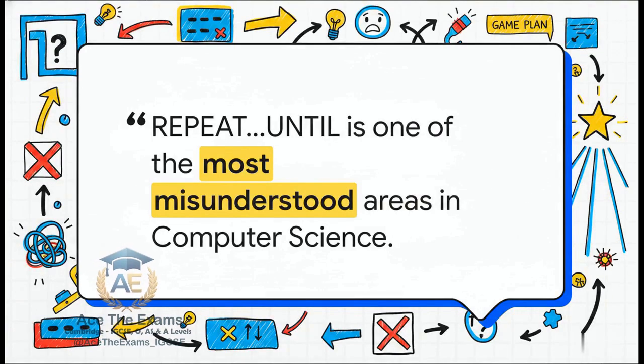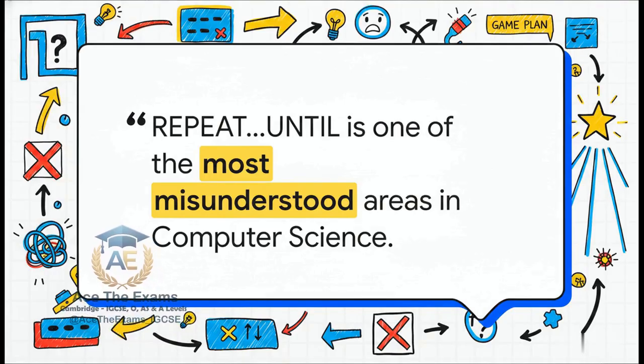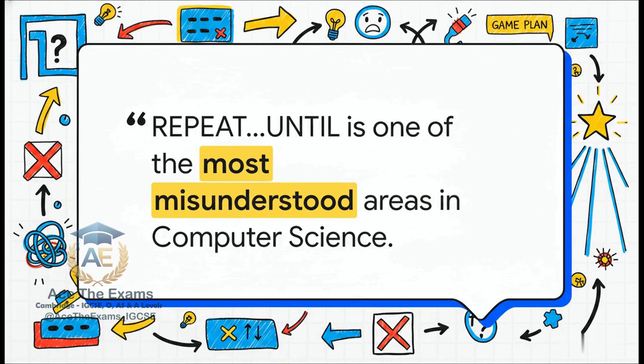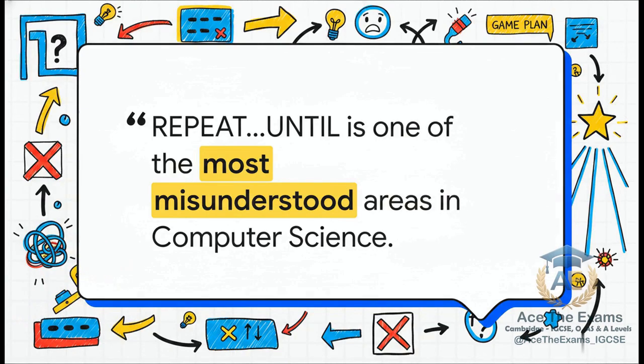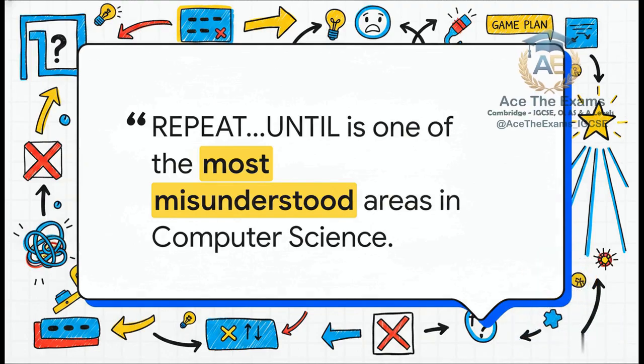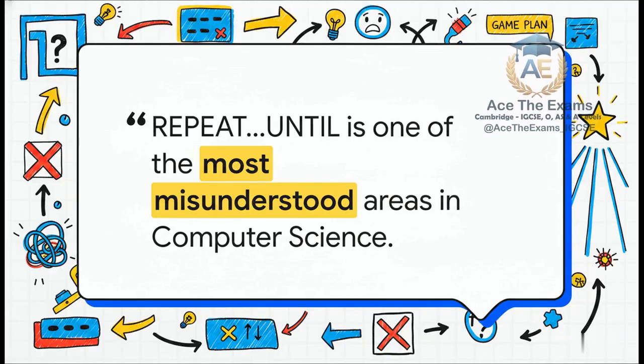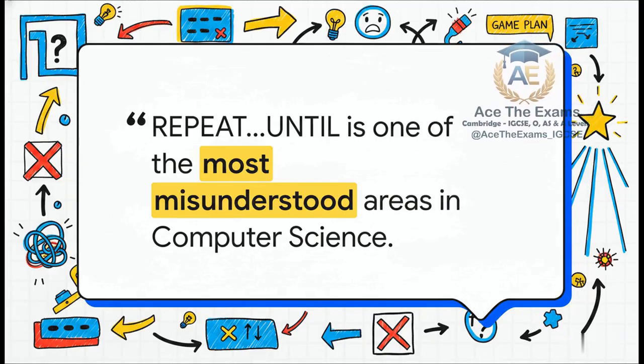Now, this isn't just some anecdotal observation we've made up. This is a direct word-for-word quote straight from the Cambridge Principal Examiner reports. They are explicitly telling us that candidates across the board, literally thousands of students every single year, are dropping the ball on repeat-until loops. Why? Because it's a post-condition loop. That means the code inside the loop is guaranteed to execute at least once before the condition is even checked. It creates a completely unique set of logical traps that totally blindside unprepared students.